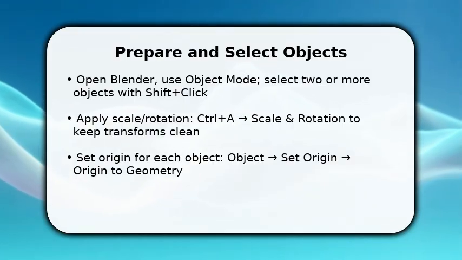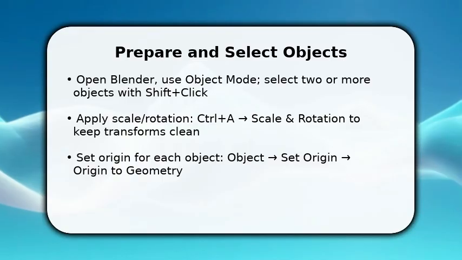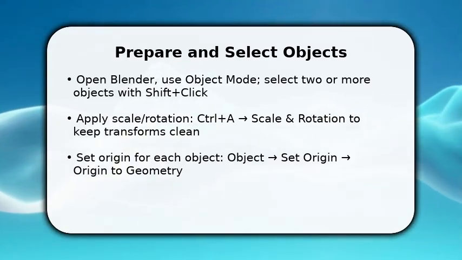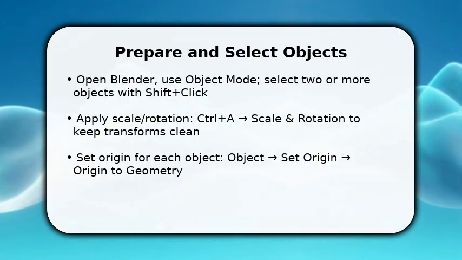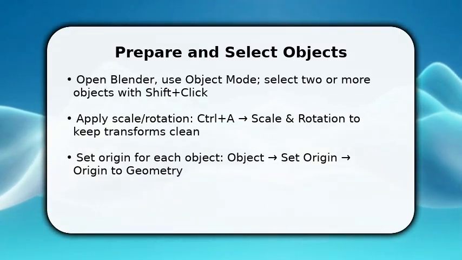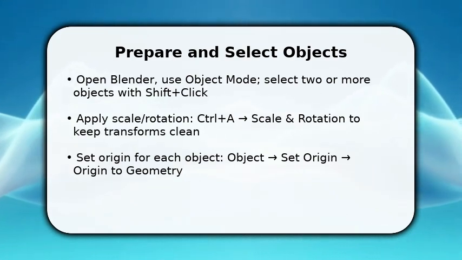This prevents deformation later. Make sure each object's origin is placed logically via Object, Set Origin, Origin to Geometry. This controls pivot behavior when joining or parenting. By preparing transforms and origins first, you avoid common problems and ensure the subsequent connection steps are stable and predictable.